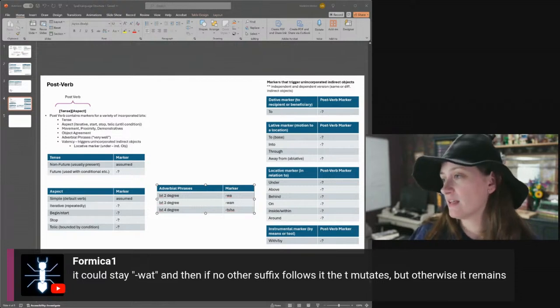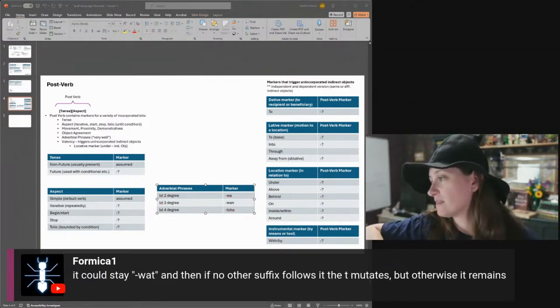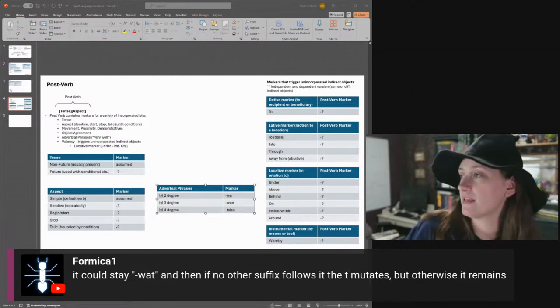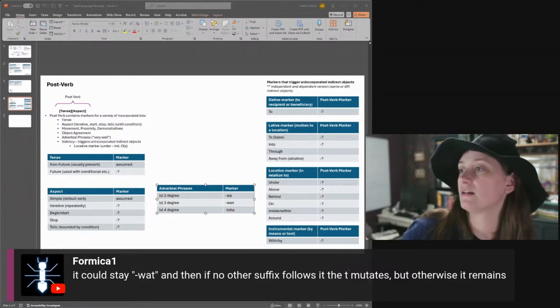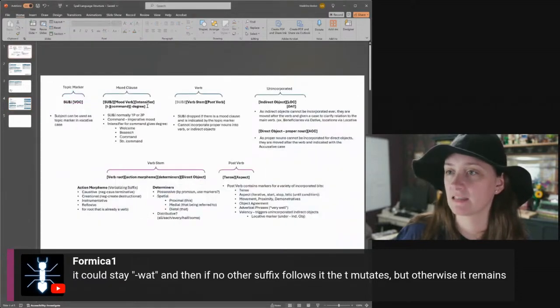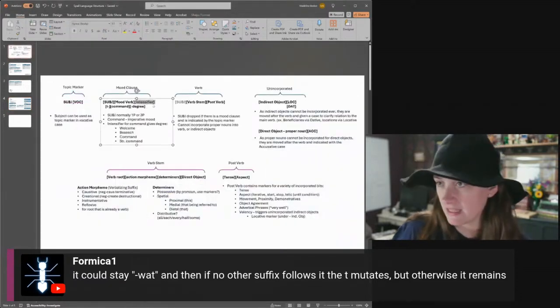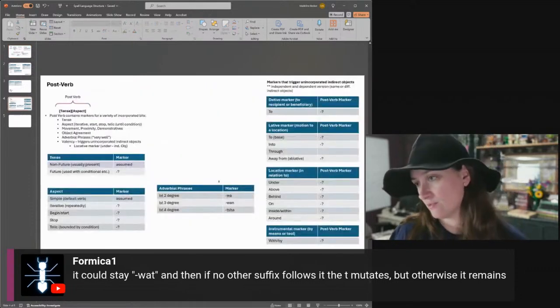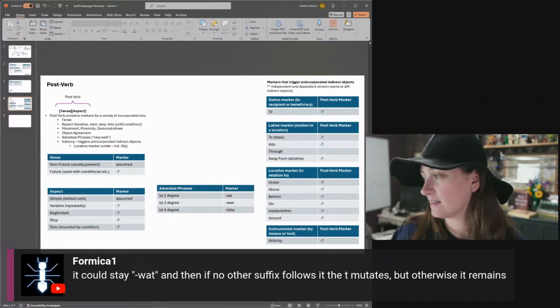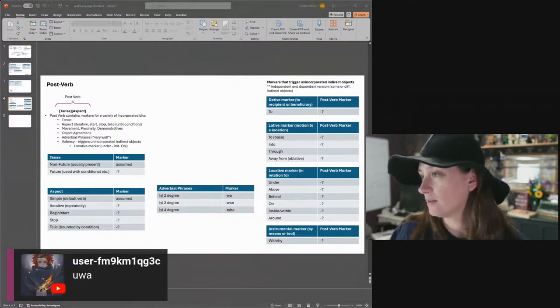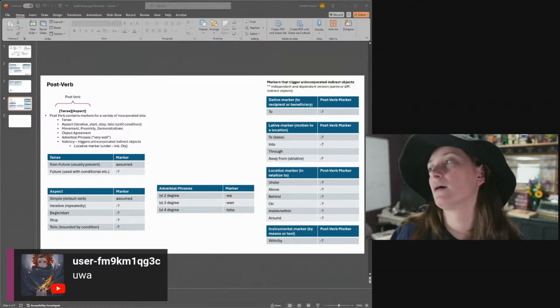It could stay wat, and then if no other suffix follows it, the T mutates, but otherwise it remains. So I was thinking about that, and the problem is that this would never have anything after it in the main spell. So in the command, it would always be at the end, because that's the last bit. That's our intensifier. So it would always change, and it would be confusing to have it be like wath or something. I don't like it. Wa. That's an option.